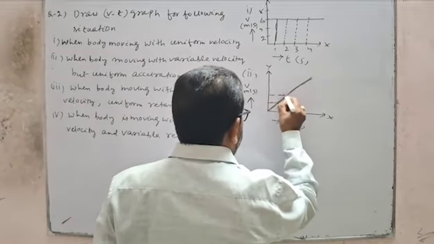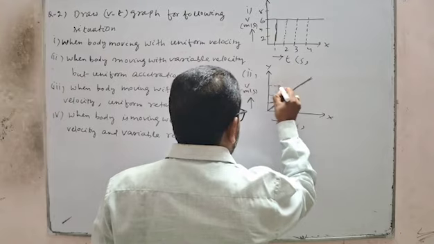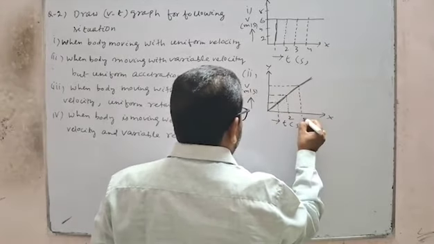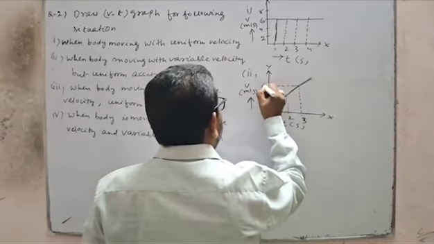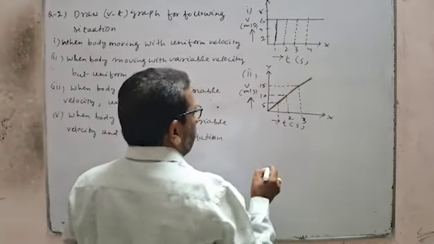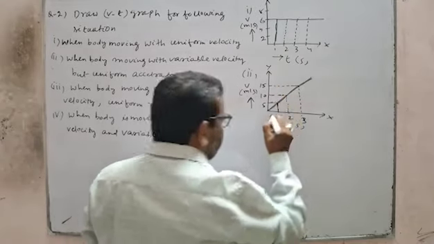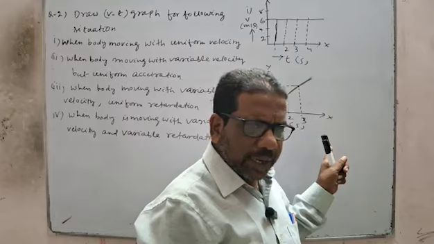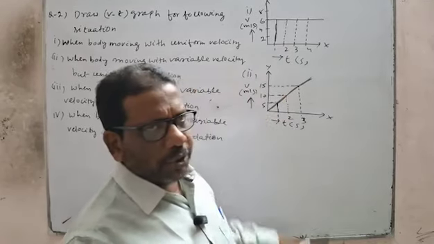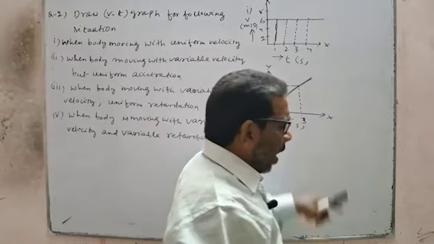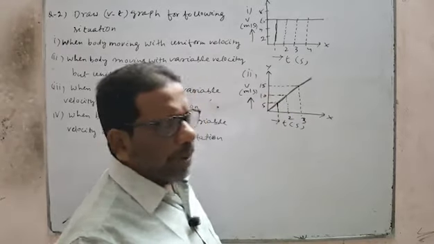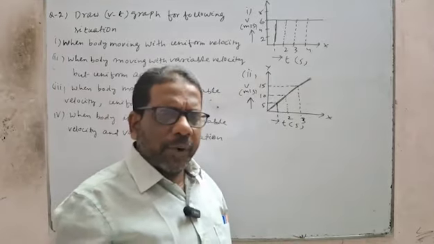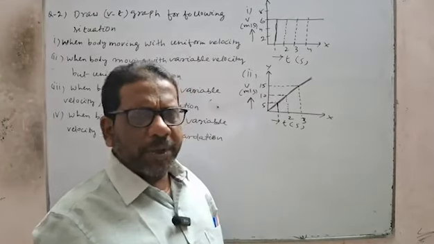In the vt graph, if we want to know the acceleration, what do we have to find out? We have to find the slope of the vt graph. Here, at 1 second, the velocity of the body is 5 meter per second. At 2 seconds, the velocity is 10 meter per second. At the third second, velocity becomes 15 meter per second. That means every second, the velocity of the body increases by 5 meter per second.